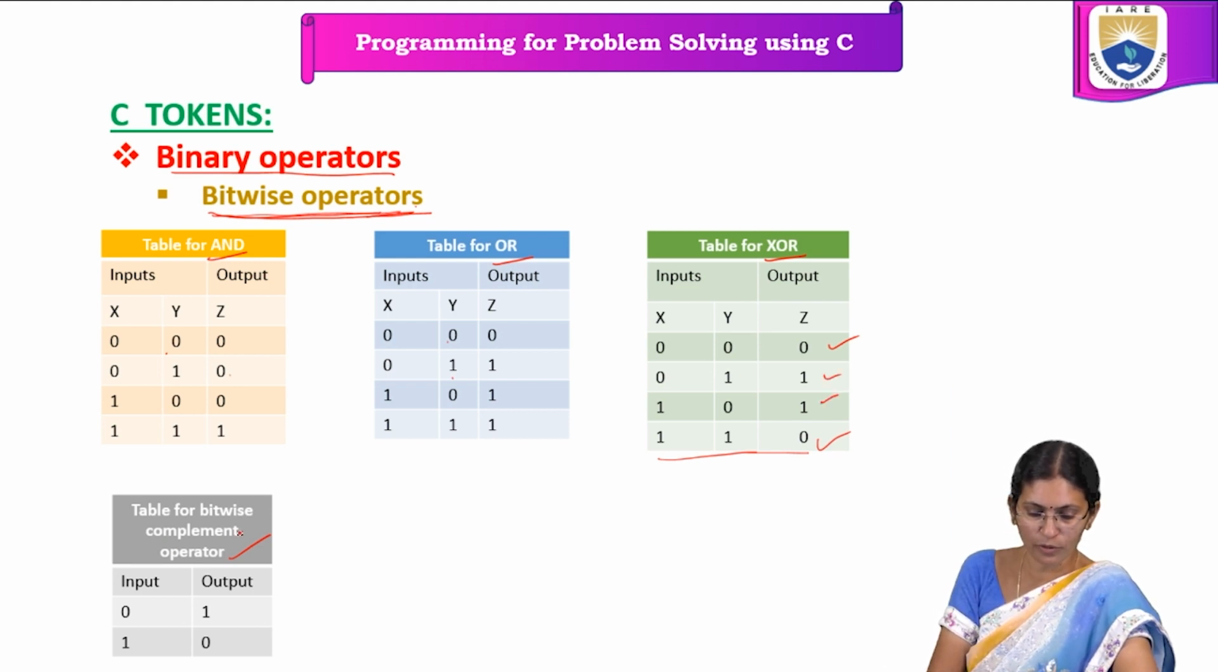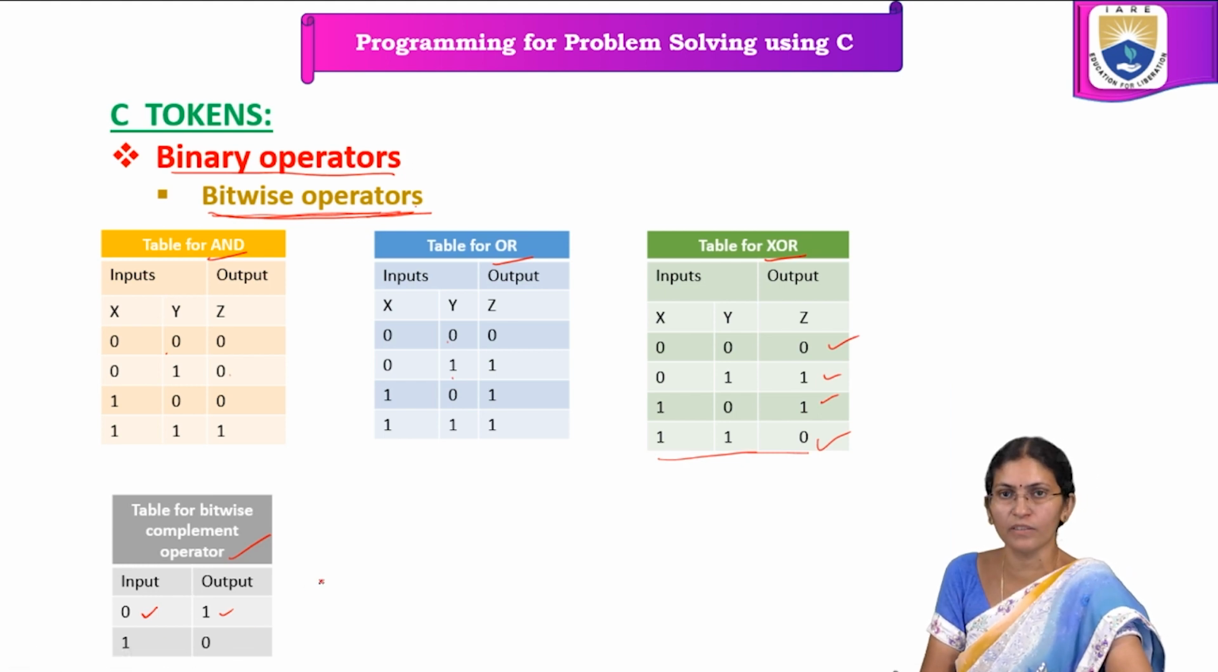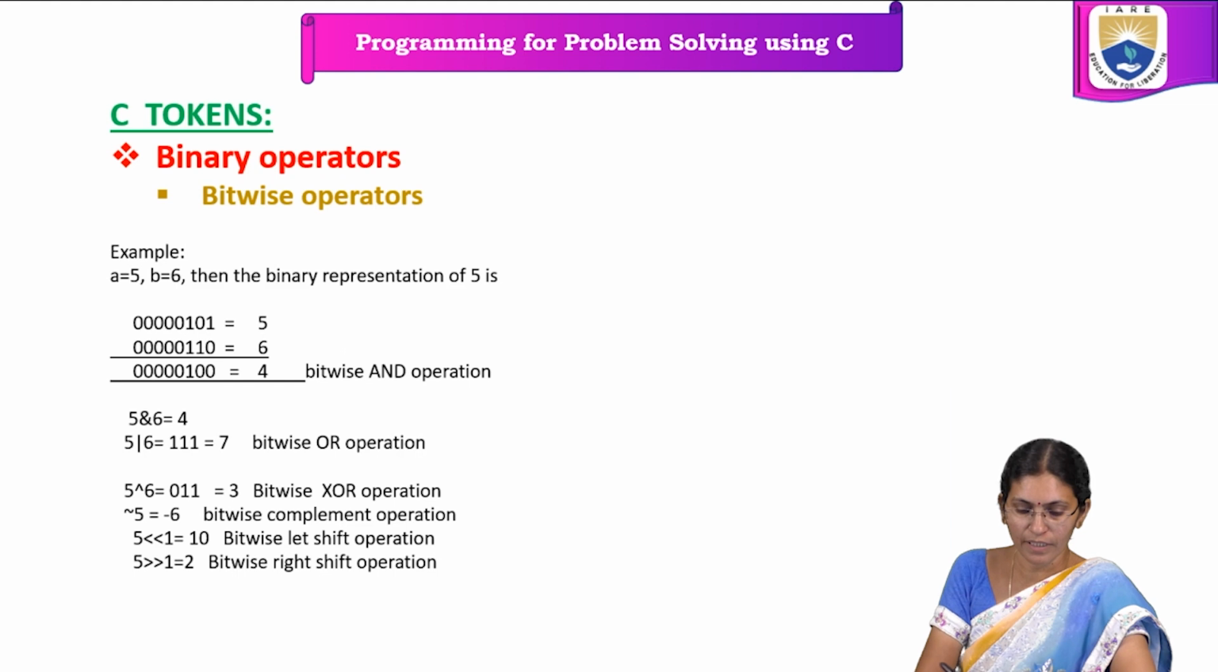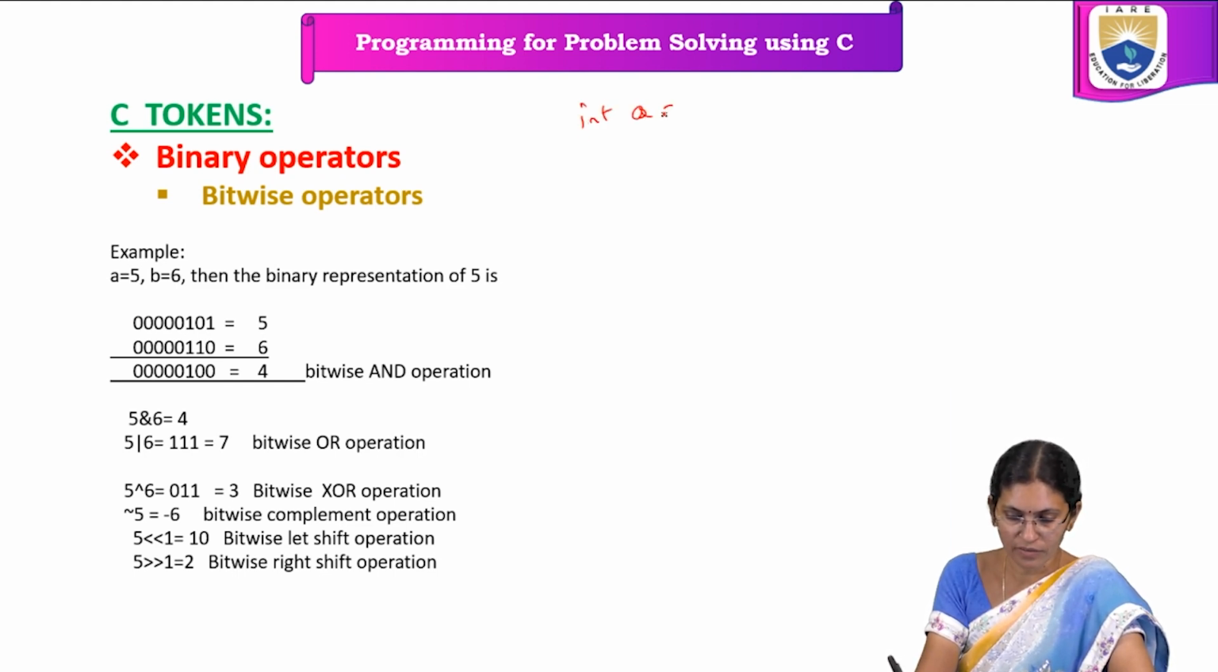Now here is the table for the bitwise complement operator. If the input bit is 0, the output will be 1. If the input is 1, the output will be 0. So let us understand these different types of operators with the help of one example. Suppose there are two variables of type integer. Suppose a is equal to 5 and we have one more variable b equal to 6. So both belong to the integer type.